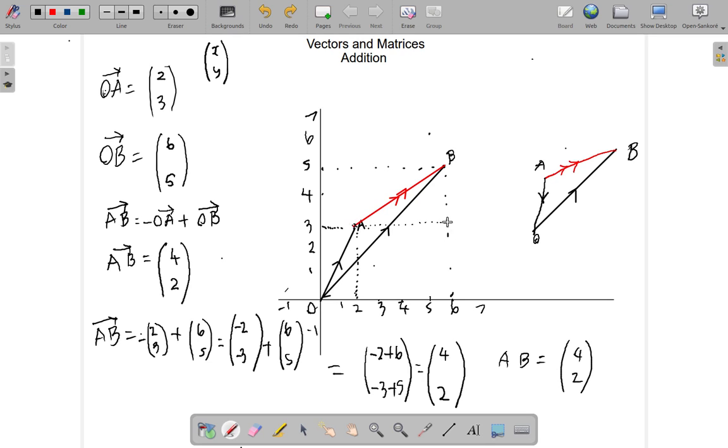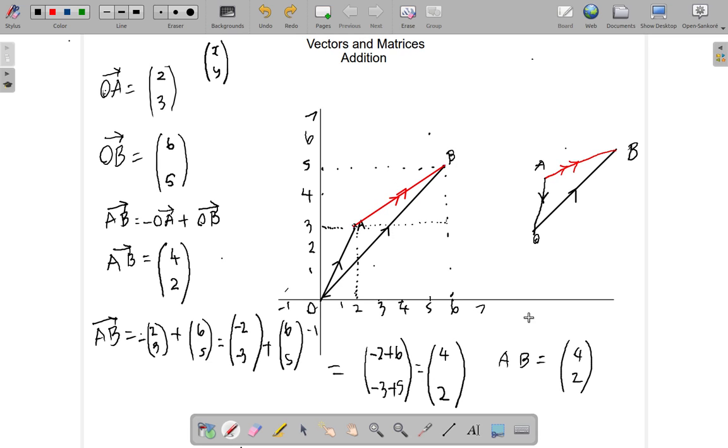4, 2 means 4 to the right, moving from A to B. You could go straight along the vector to B, but you could go 4 to the right and then 2 up, and you end up at the same place. You end up at B.